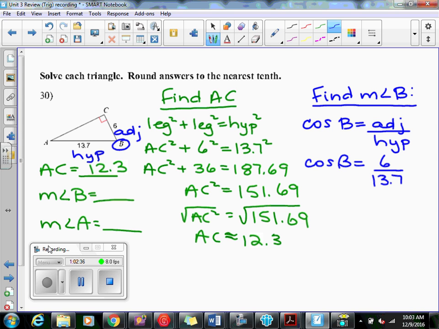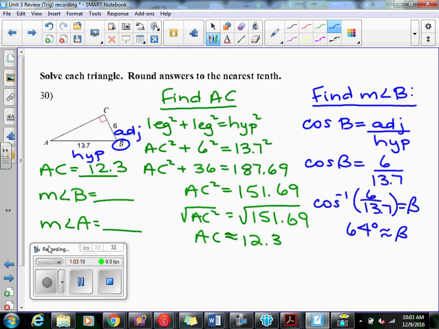Now, since we want to find an angle, what are we going to have to do? Good, we do the inverse. So inverse cosine of 6 divided by 13.7 equals angle B. Okay, what does that equal? 64. Okay, so 64 degrees. 64 point what? 0, 2. Okay, good, so we'll leave it right there. 64.0 is the approximate value for angle B.